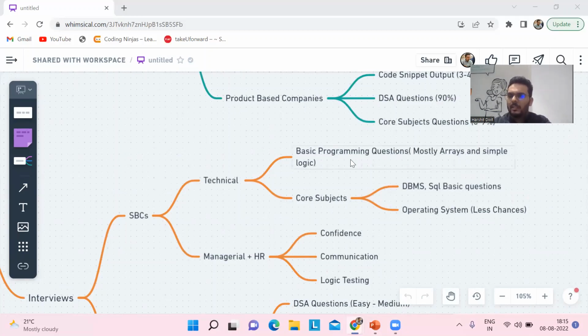Sometimes they can ask slightly difficult questions, but those questions will also be between easy and medium. Hard questions will not be asked. And then they can ask a few things about core subjects, like operating systems, but the chances are less. They can ask about DBMS, again very basic questions. What are joins? What are ACID properties? These types of questions only they are going to ask in the interviews.